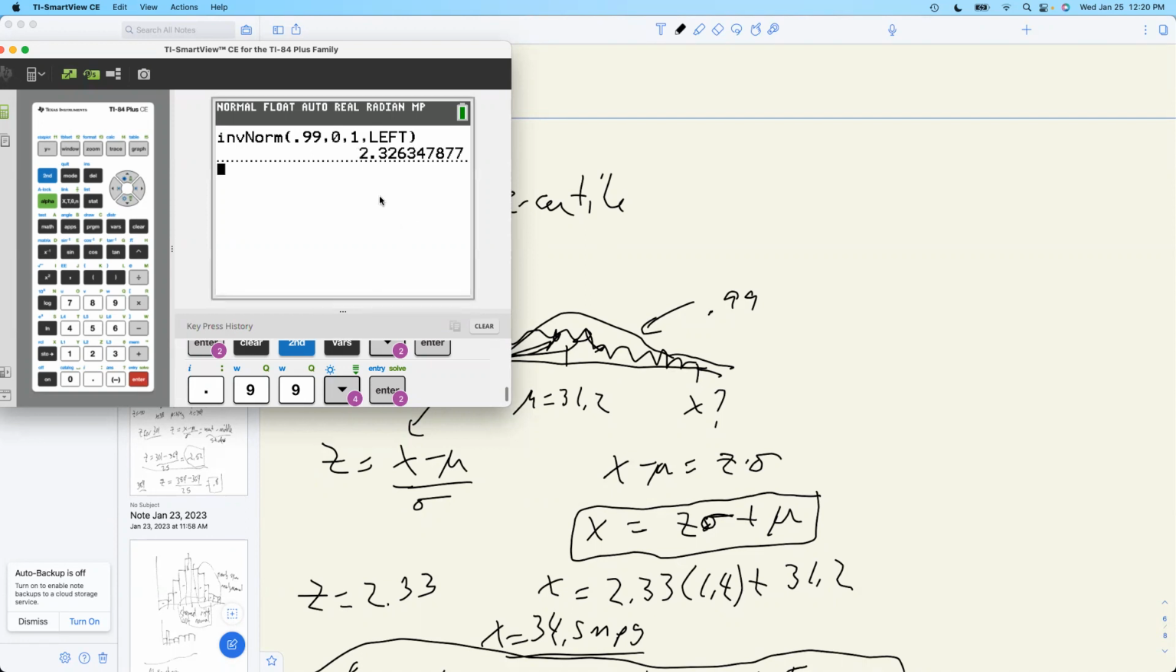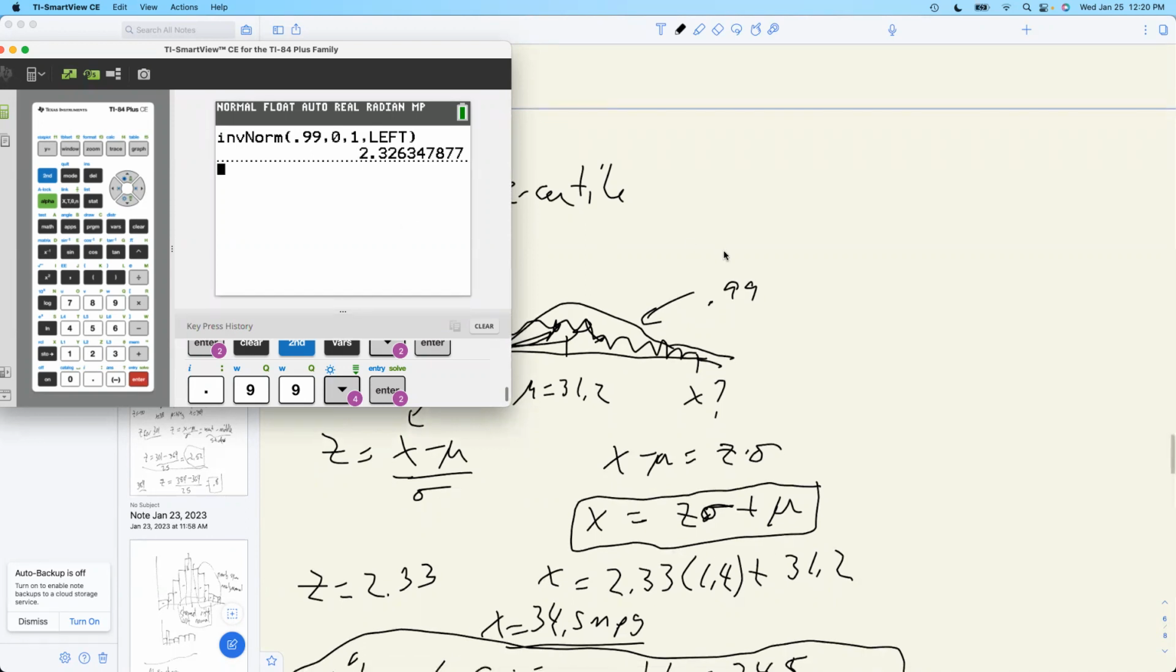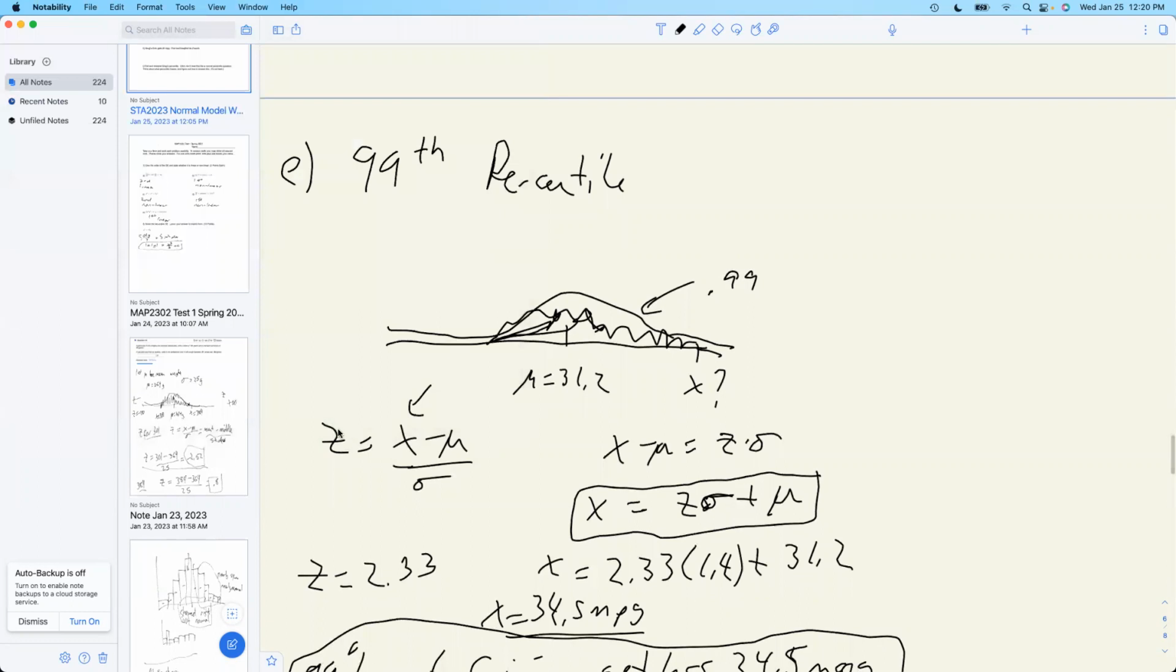Okay, so we got a z-score. Now we need to work backwards. So here's our formula for z-score right here. That's the guy I'm looking for, the X. So if I solve that algebraically, I would multiply the sigma over, then add the mu. X is z sigma plus mu. I would memorize that. Definitely write it down. X is z sigma plus mu.